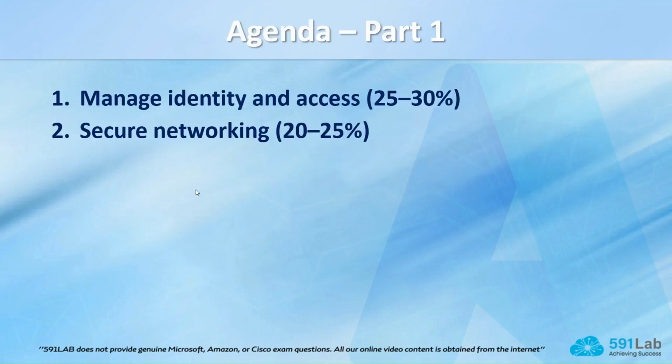The agenda for this AZ-500 exam is divided into two parts. First, we'll be dealing with part one of this AZ-500, which will cover two topics. One, manage identity and access, which contributes 20 to 35% of the exam questions. And two, secure networking, which contributes 20 to 25% of the exam questions. Later on in our part 2 video, we'll cover the other two remaining topics, which are secure compute, storage and database, and manage security operations. That will come in part 2. So let's begin with the first question.